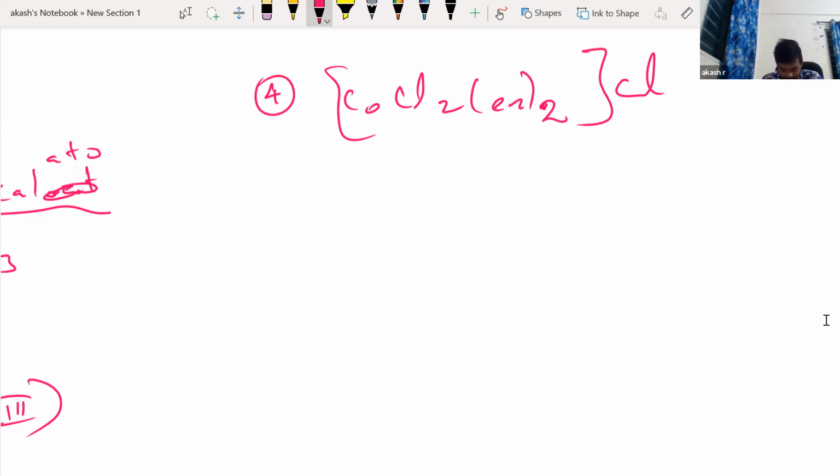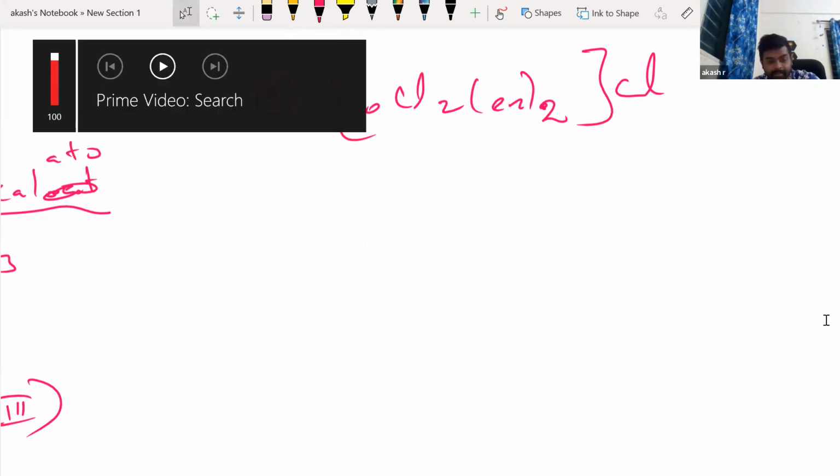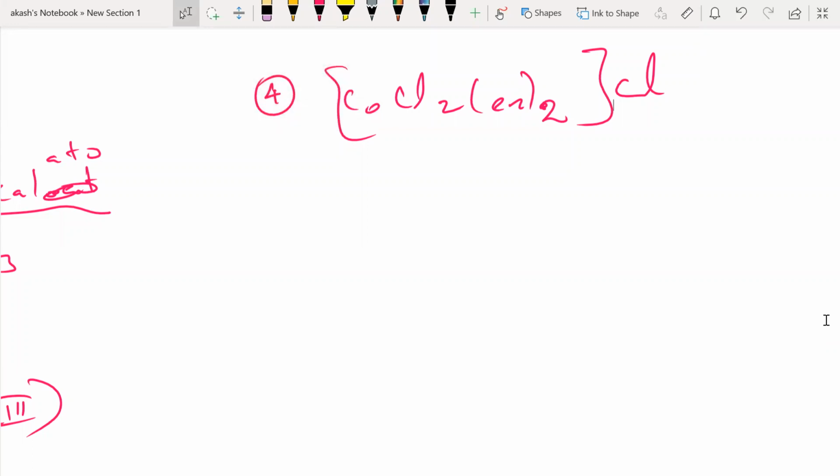So how do you write en, people? What is the name of en? En is a short form. What is the name of the ligand? I'm not able to hear what you're saying. Ethane 1,2 diamine. Right. Ethane 1,2 diamine. That's the name. Yes, the name is done.